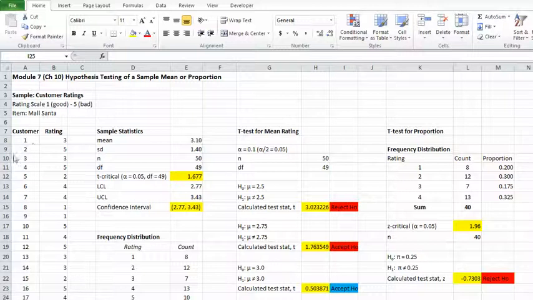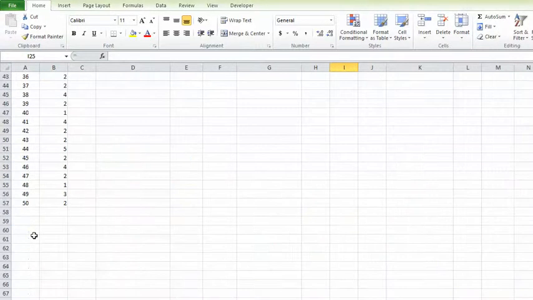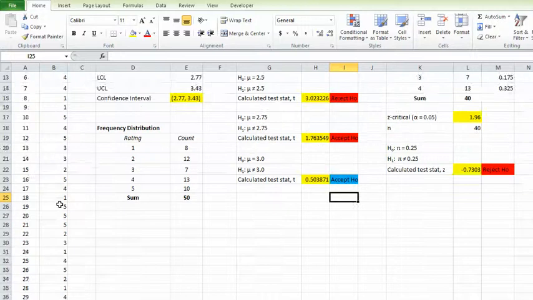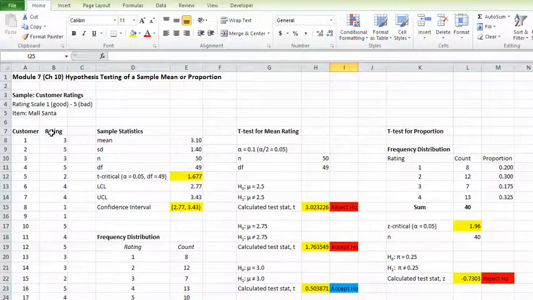Okay, so I got customers. Customer 1 down to, oh, got a lot of customers. I got 50 of them, and they all gave the mall Santa a rating. Now the first thing we're asked to do is generate some sample statistics. Again, it's the mean, the standard deviation, and the confidence interval.